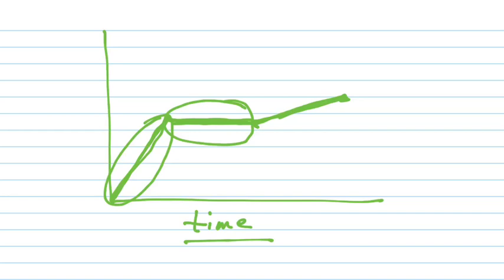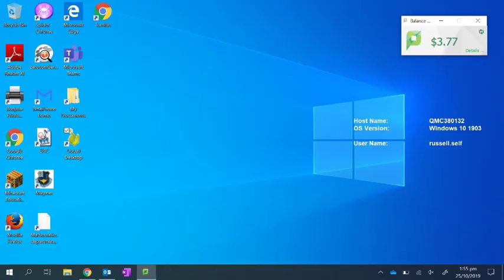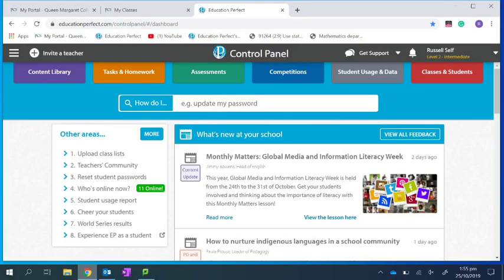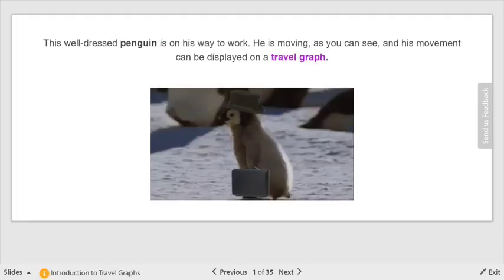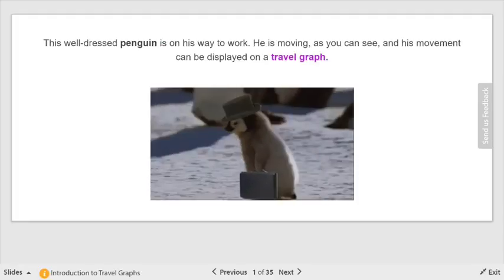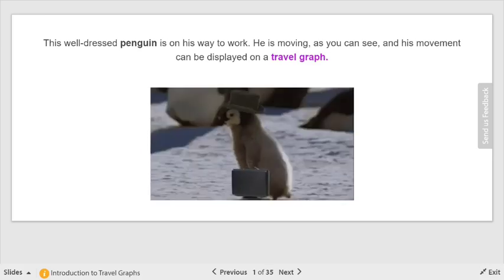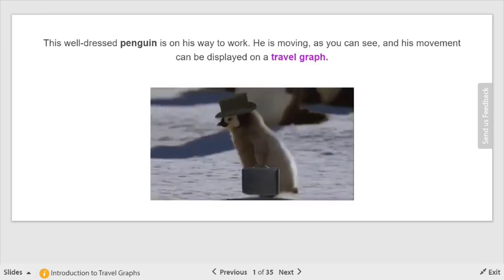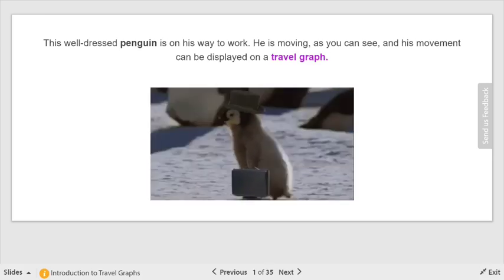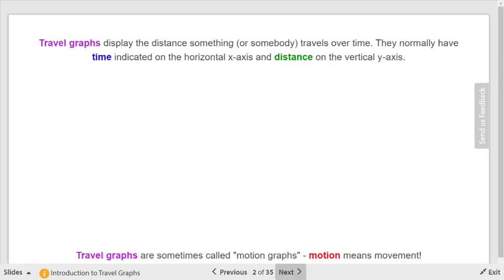Okay, so what we're going to do is go to our Education Perfect and look at a few of these, and you're going to be very happy with the fact that we know most of this information. All right, here we go. So this penguin is on his way to work, and his movement can be displayed on a travel graph. So that's what we're going to look at, travel graphs.